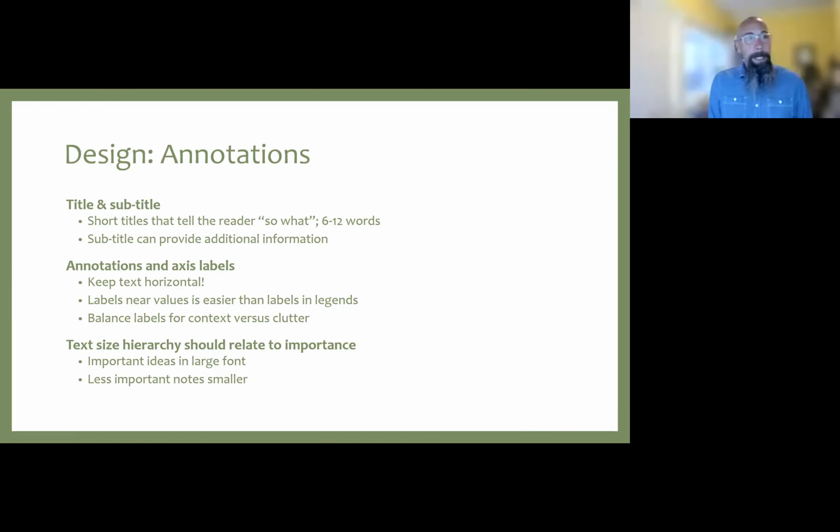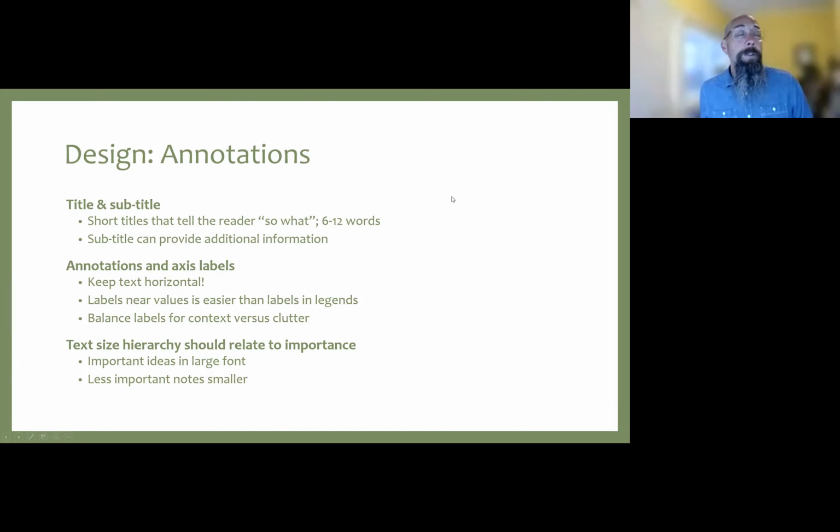Annotations. We can put all kinds of text on plots, and some text helps so much, and too much text is a big clutter. So how do you find the balance? Titles and subtitles can do a lot of work. I'm going to show you in a little bit some examples of titles really changing the way you see a graph. But a title should be short, and it should tell the reader the so what. 6 to 12 words, say. If you need additional information, you can put it in a subtitle. A subtitle simply means that it's a smaller font.